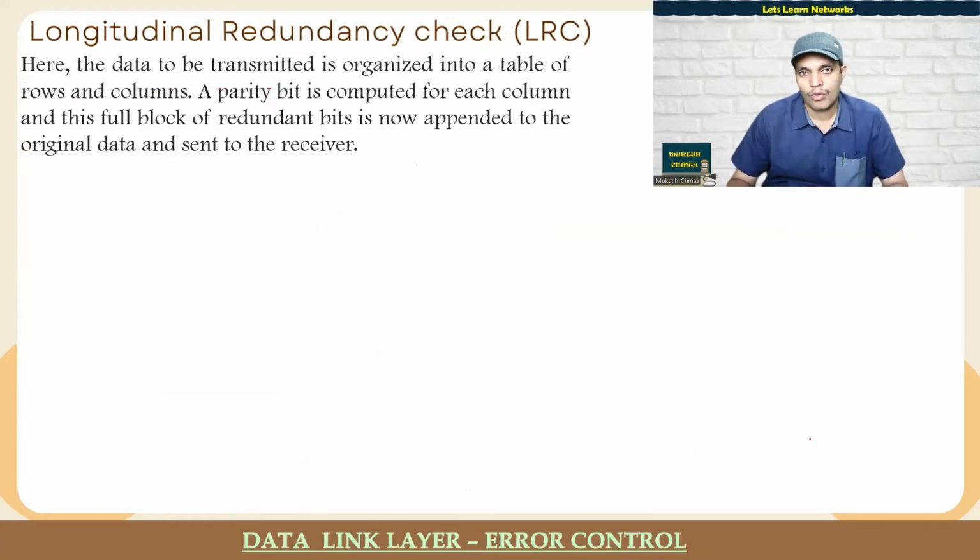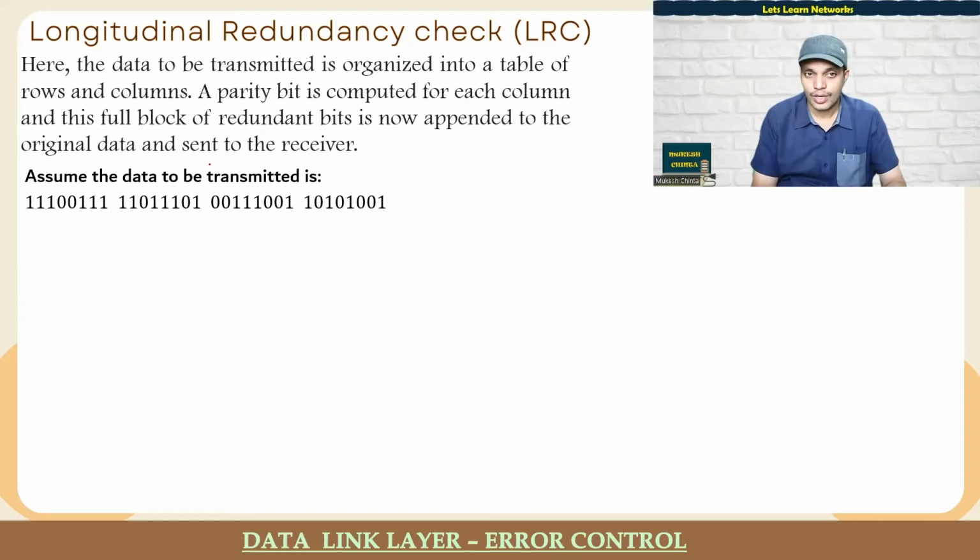Now let us move on to the next one, which we call LRC, Longitudinal Redundancy Check. In this case, whichever data you want to transmit, you first arrange it in the form of a table or a matrix. And rather than adding just one bit, you compute the parity bit column wise. Let me show you that. A parity bit is computed for each column, and this full block of redundant bits is appended to the original data and sent to the receiver.